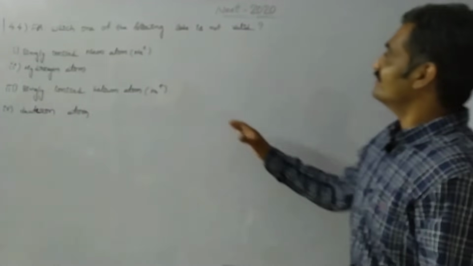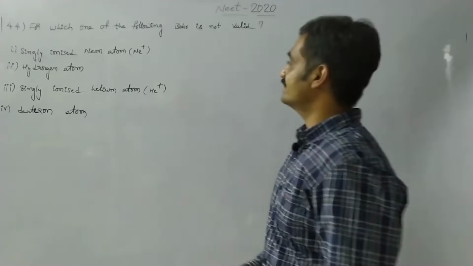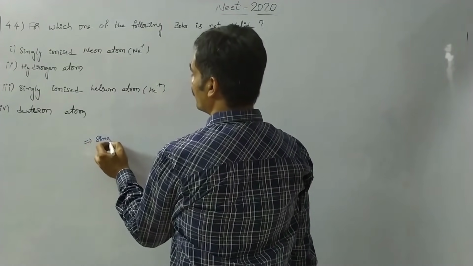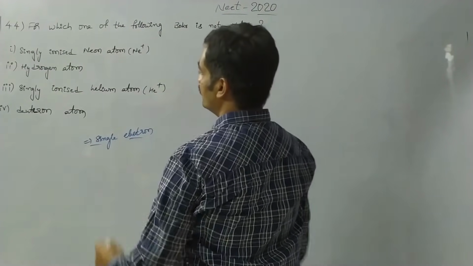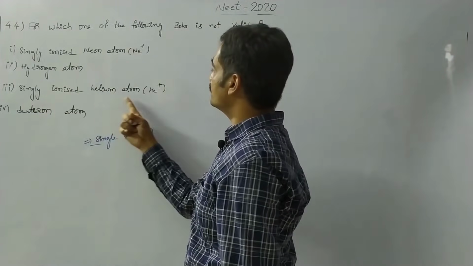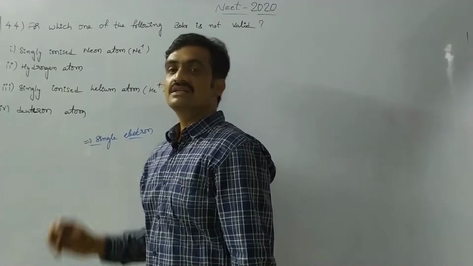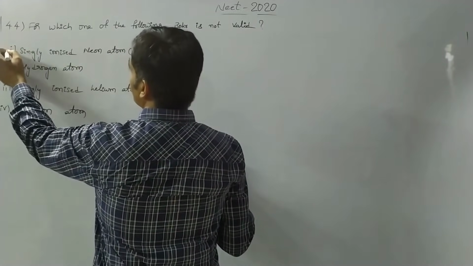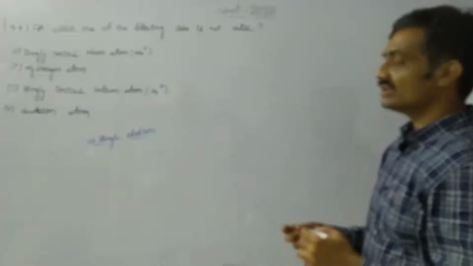The next question is, for which one of the following is the Bohr model not valid? Here we know that the Bohr model is valid for single electron atoms. Considering the above cases, hydrogen has a single electron, whereas singly ionized helium is also having a single electron, and a deuterium atom is also having a single electron. So based on that, we cannot apply the Bohr model to a singly ionized neon atom. So the option is 1. Take a screenshot, we will continue.